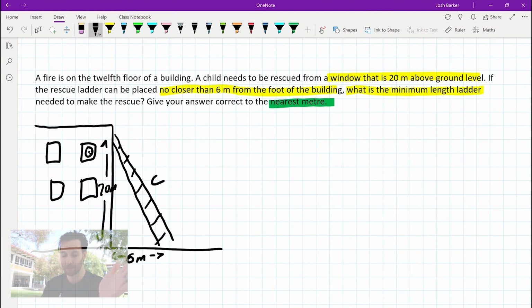So the idea of this one is that if you were having the ladder closer to the building, the ladder would become shorter. But you can have it as far away as you want. It just means the ladder has to get longer to do that. And getting longer is fine, but it's asking what the minimum length ladder is.